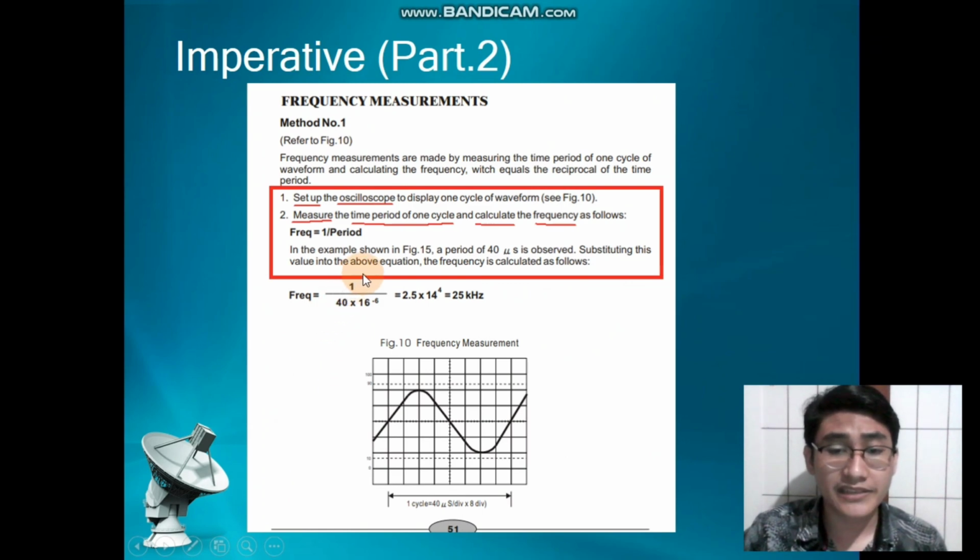Next, imperative part 2. Let's pay attention in a red box. Number 1 and number 2 in a red box using imperative. Both are positive imperatives which have the following characteristic: verb plus object or complement.